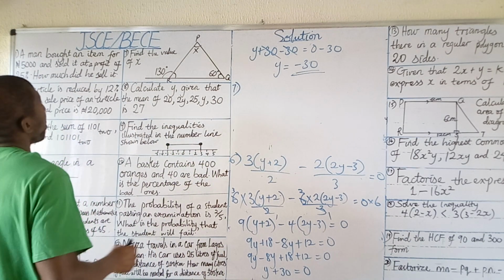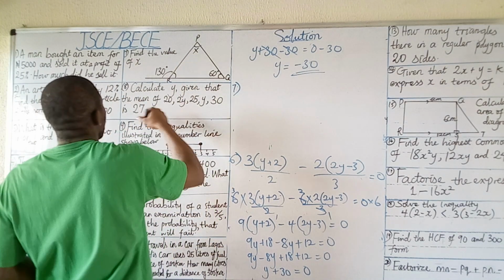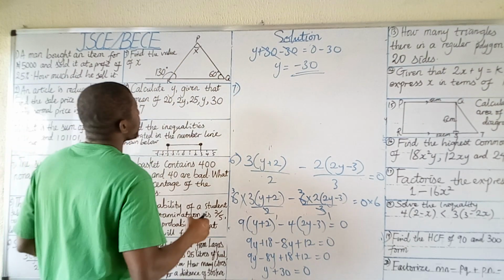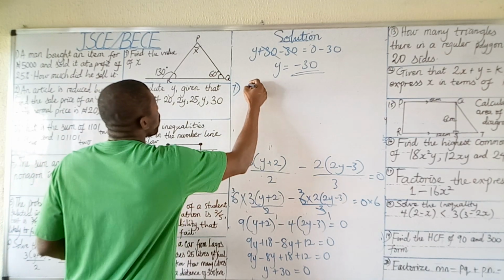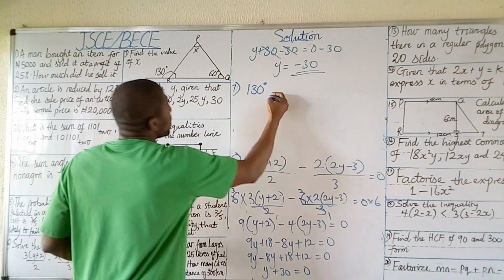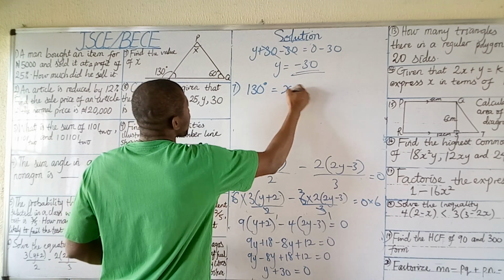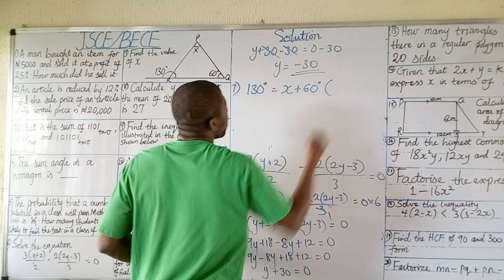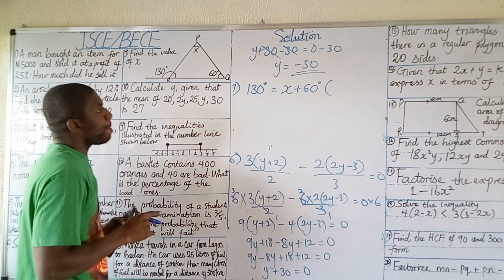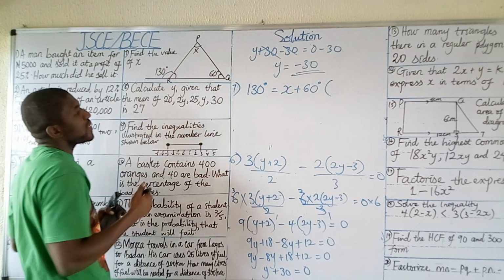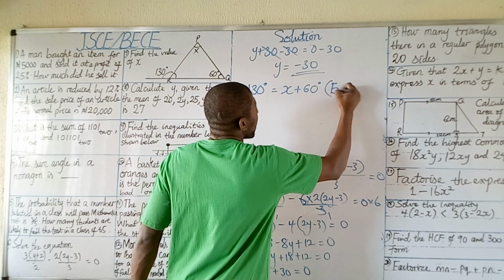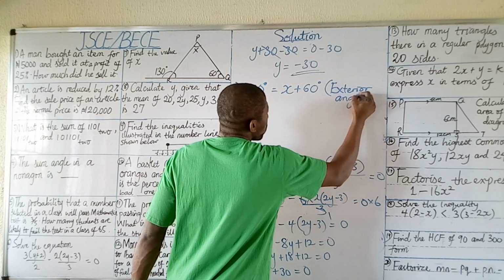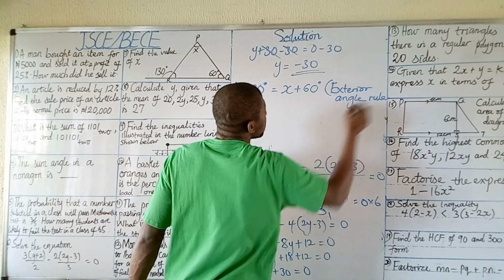Question 7 says we should find the value of x in this diagram. To get x, we say that 130 degrees is equal to x plus 60 degrees. What is my reason for doing so? My reason is the exterior angle rule. This 130 degrees is the exterior angle.